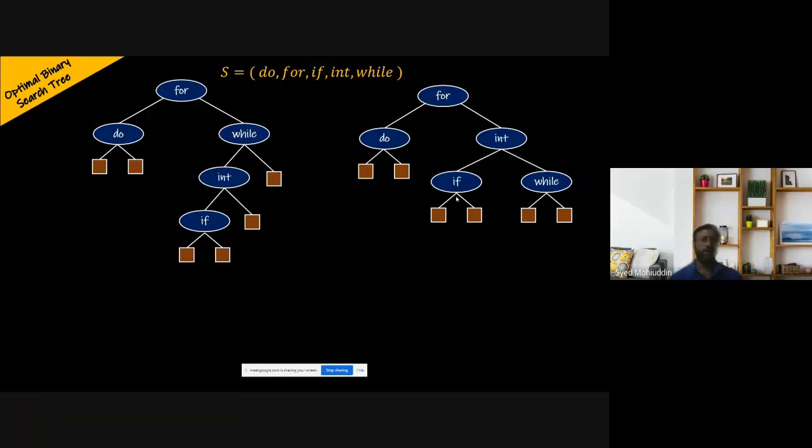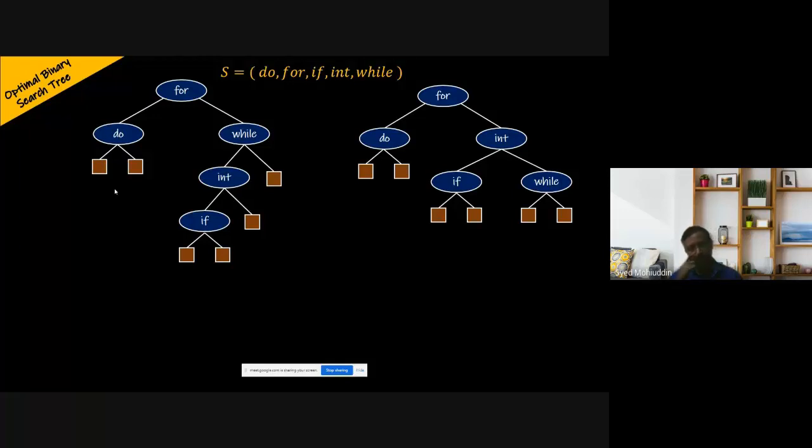Now what we do is we create imaginary nodes for the leaf nodes, as well as for the internal nodes which have only one child. The purpose of creating these imaginary nodes, which become the external nodes, is to determine whether it is a successful search or an unsuccessful search.